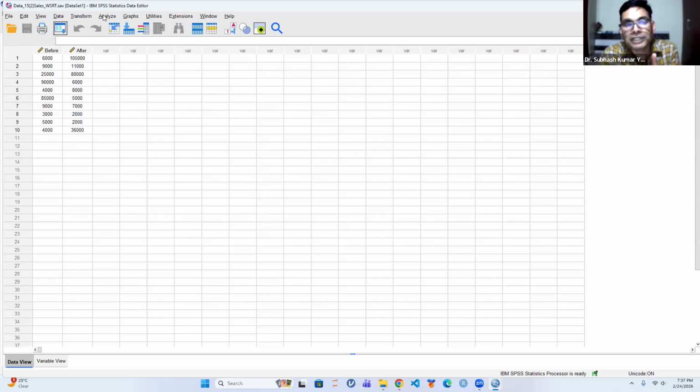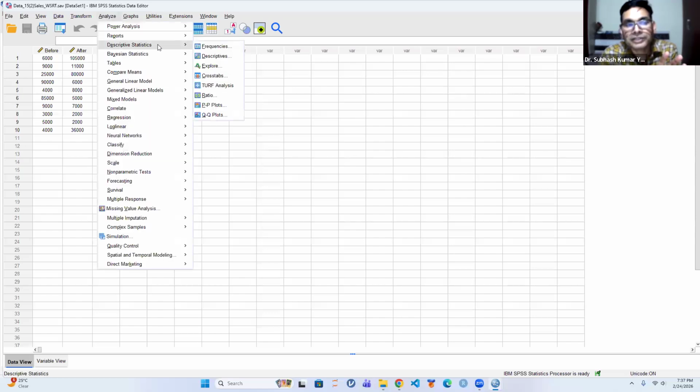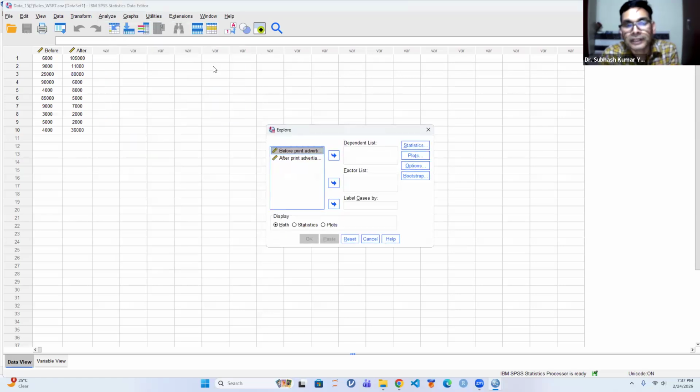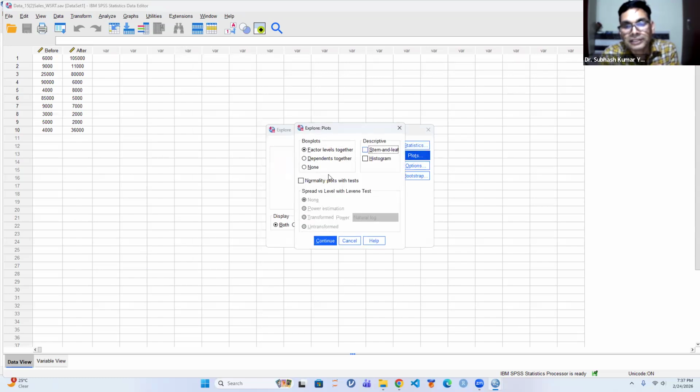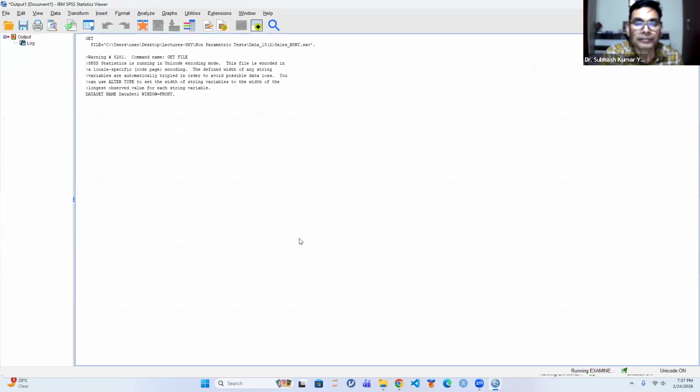So first we have to check the normality. How to check normality? Go to Analyze, then Descriptive Statistics. There you will see Explore. Just put both data here, go to Plots, and put a tick on normality plots with tests. There are two tests there, Kolmogorov-Smirnov and Shapiro-Wilk, and the box plot is also plotted there. Just click on Continue and OK.